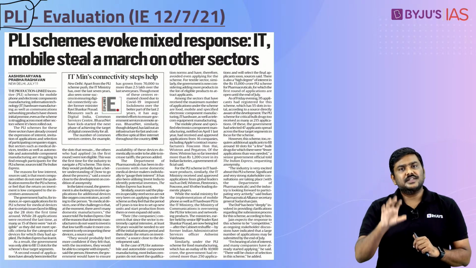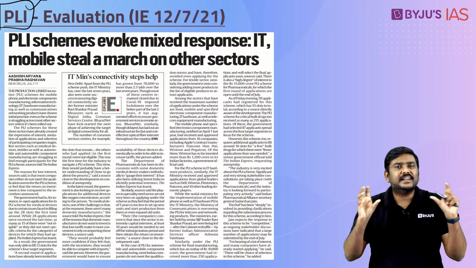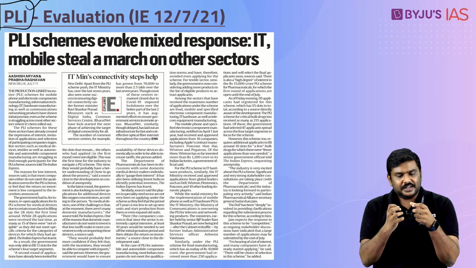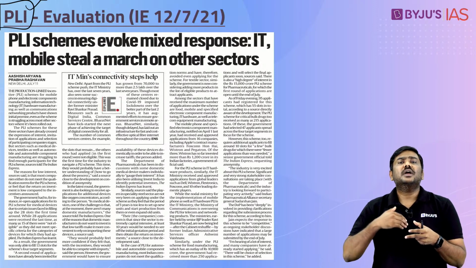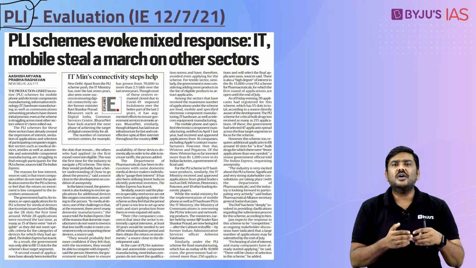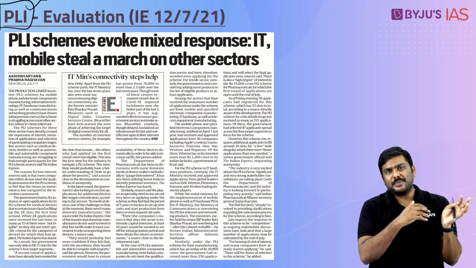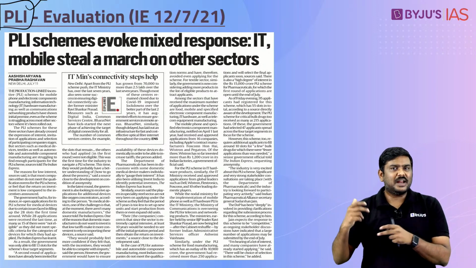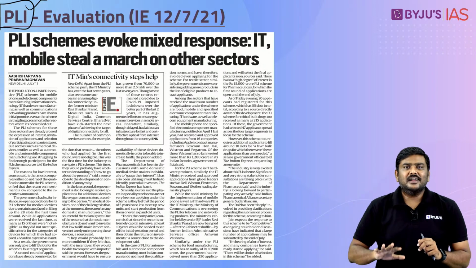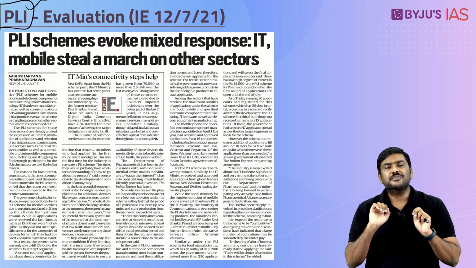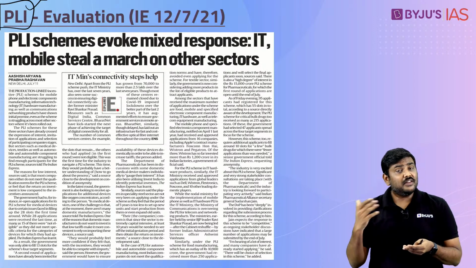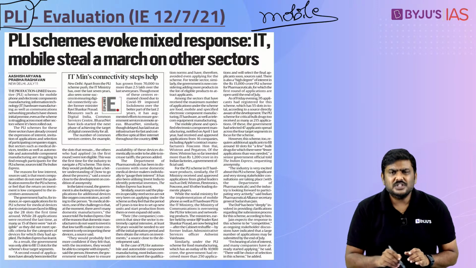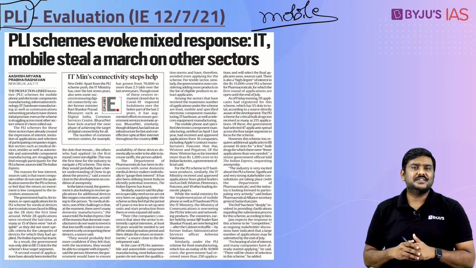Now please understand this, as of end of May there are 13 sectors which are covered under production linked incentive. But there are certain sectors wherein a lot of investment has been promised or allocated by the private sector entities, and there are certain sectors which have failed in attracting the private sector investment. This article discusses both sides of the coin here. Now what are the sectors where the investment is very high? For example, mobile manufacturing, huge amount of investment is actually flowing into this particular sector.